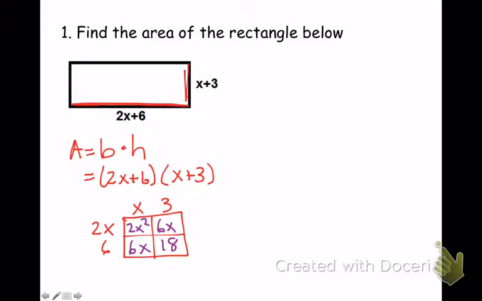So now we're going to go ahead and write out our answer. We have 2x squared. We combine like terms of the 6 x's. We get 12x, and then we have 18. And that is our final area measurement. Now it's not a nice regular number. It's going to be an expression. And we're done with this one. Let's go ahead and move on to number 2.